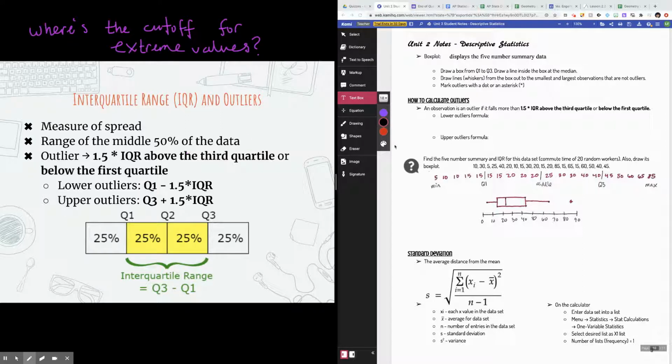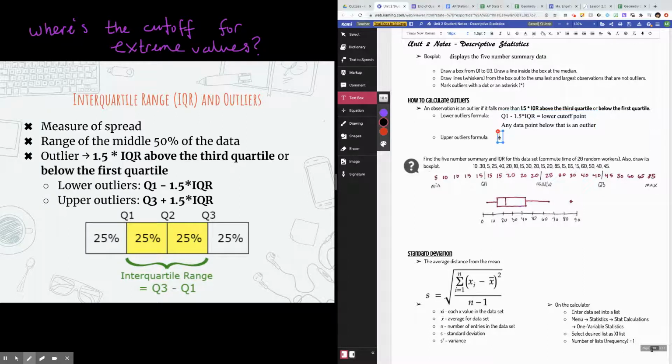So here's how we actually calculate whether or not something is an outlier. For the lower outlier, you take Q1 and subtract 1.5 times whatever the IQR is. That equals your lower cutoff point. So any data point below that is an outlier.